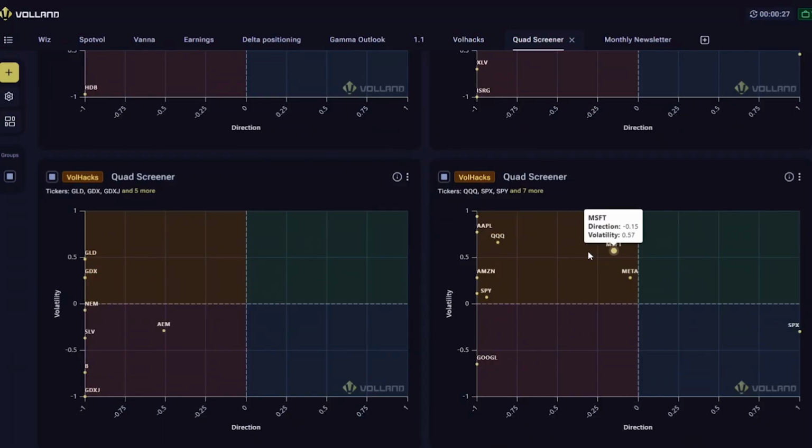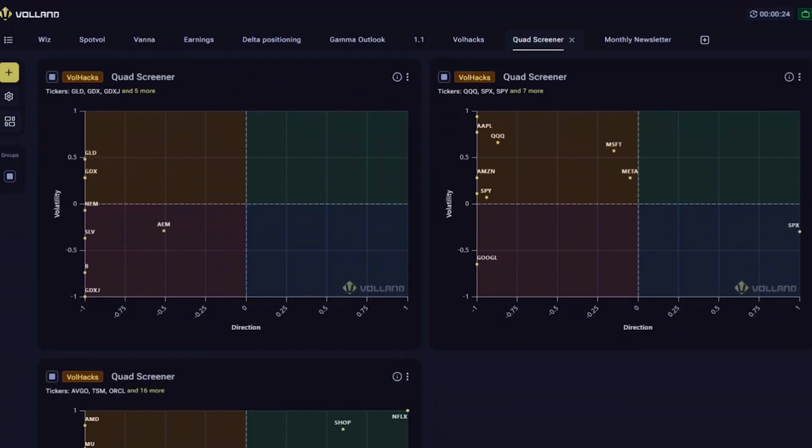For instance, right now, I am looking here at the quad screener for my overall market and high market value stocks. Notice that SPY, QQQ, Microsoft, Meta, most of the stocks are in the orange quadrant, which signifies a slow decline. However, SPX is firmly in the blue quadrant, showing a bullish direction, but also a volatility index that is below the average. Google, on the other hand, seems to be very, very bearish. So this is a good way of planning dispersion trades in your portfolio.